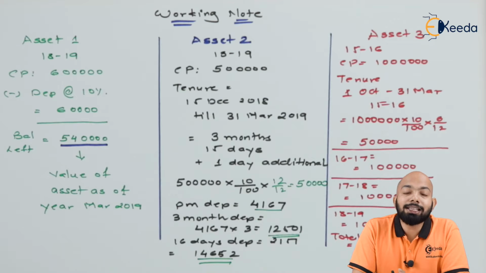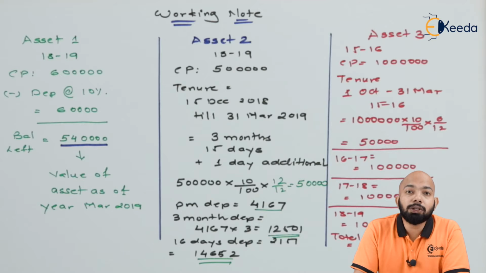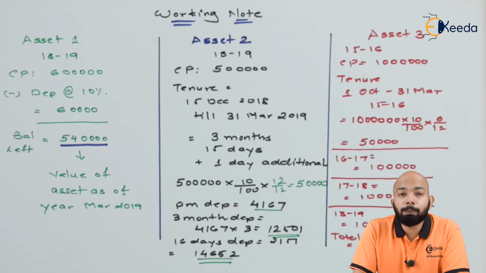I hope all this working has helped clarify how the working is supposed to be done and how the tenure is supposed to be calculated, especially when the asset has been purchased in the middle of any month or any specific day at any point of time. That means any month, any specific day. Now it will be very easy for you to understand how to calculate depreciation on a per month basis or per day basis. Now let's figure out what are the journal entries that we have to pass here.